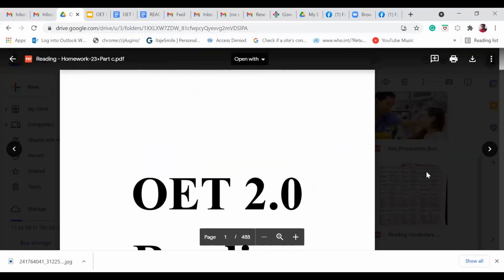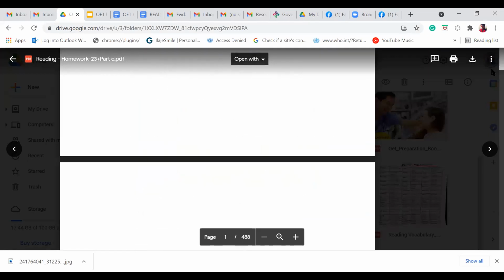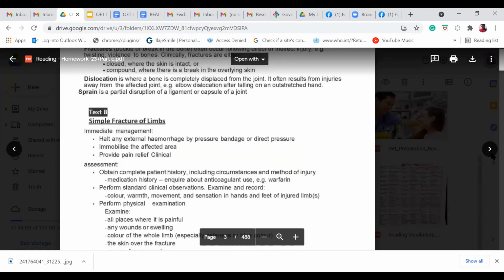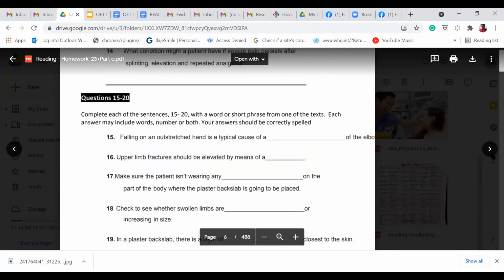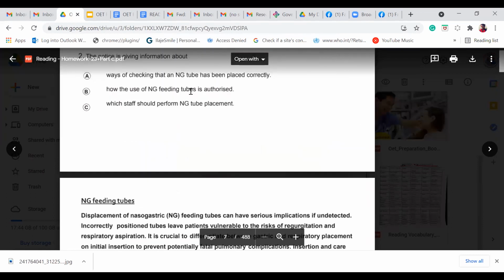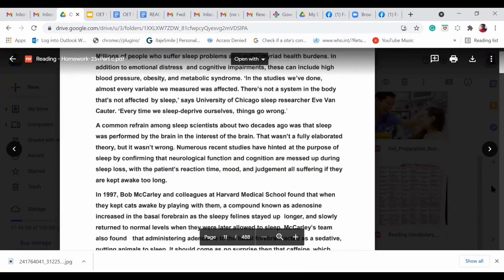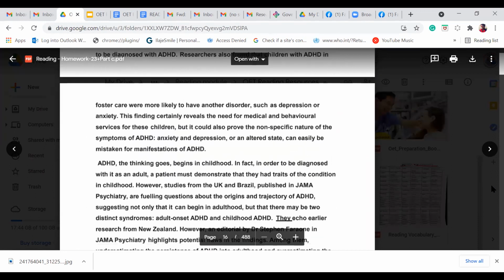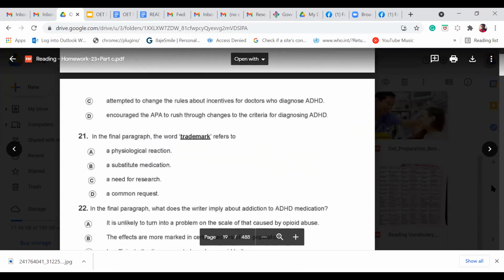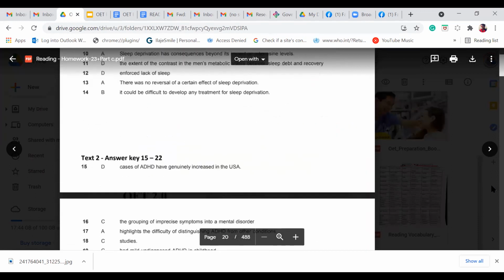Okay, welcome back. So I have here an OET reading homework book, which puts questions all together for our candidates. So we're going to be revising this. I'll go and look for a particular paper. Let's check out one of the papers here, and we go straight to the Part C.